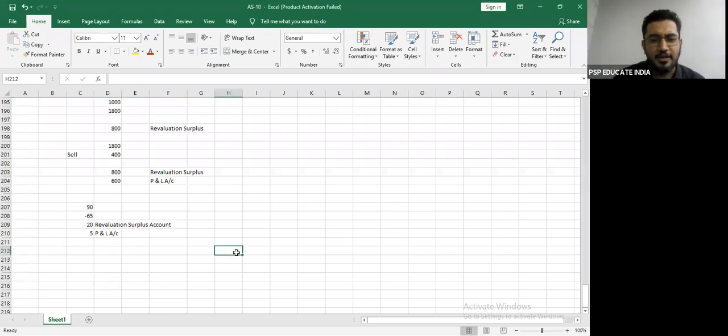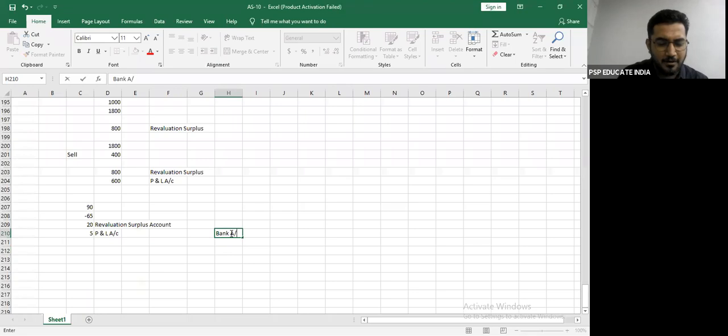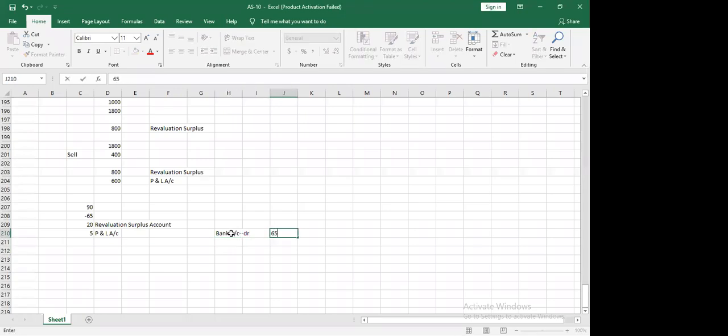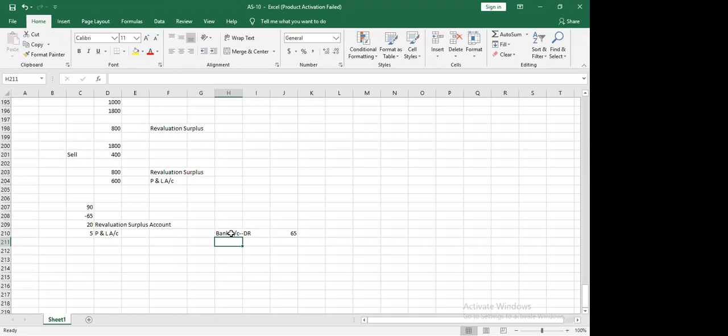Journal entry for sale of the asset, also considering 20 rupees of revaluation surplus adjustment. Okay. So first, the asset is sold. So bank account debit, you have bank account debit rupees 65. Okay, 65. Then revaluation surplus account will be debited rupees 20.